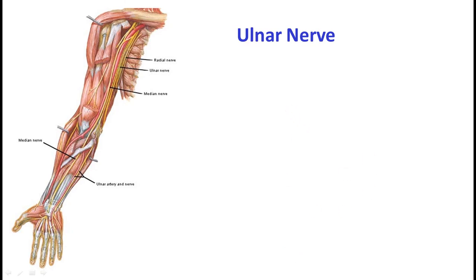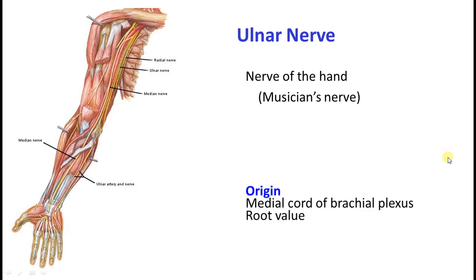Okay. So here you are able to see the ulnar nerve. It is also called the musician's nerve. You know why it is called the musician's nerve? Because it mainly supplies the intrinsic muscles of your hand, which are responsible for all the fine movements of your digits, especially in playing a musical instrument or any skilled movements like painting, drawing, doing some craft work and all those things. So all these muscles are in the control of the ulnar nerve. So that is why it is called the musician's nerve.